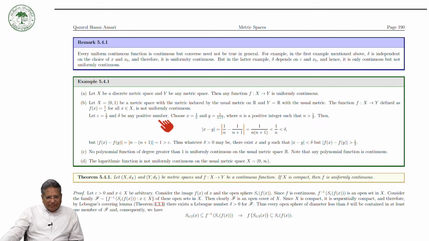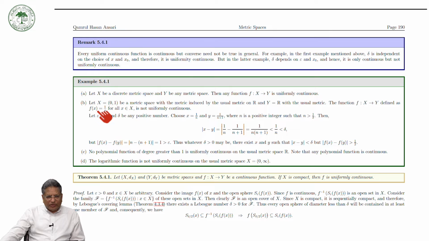Here are a few examples you can see. Take X to be any discrete metric space and Y any metric space, then any function f from X to Y is uniformly continuous. That is to say, every function from a discrete metric space X to another metric space Y is uniformly continuous.